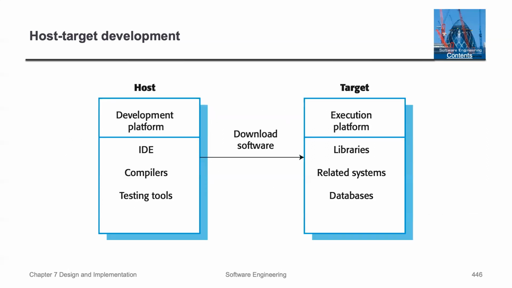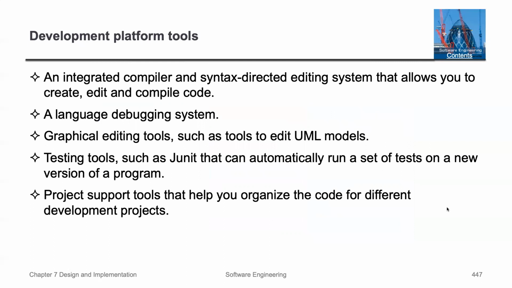So you have the host-target development, and here is the development host, with your integrated development system, compilers, and testing tools. Then when you move to a target, the software is downloaded or transferred to the target. On the execution platform, it uses libraries, related systems, and databases to operate as it's meant to perform.